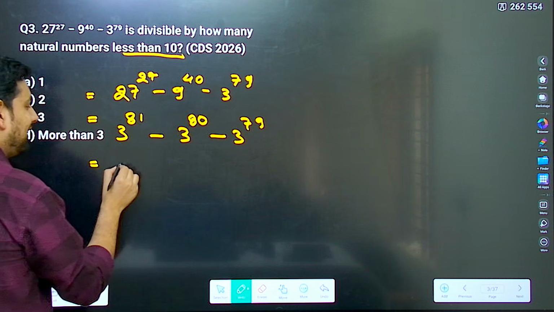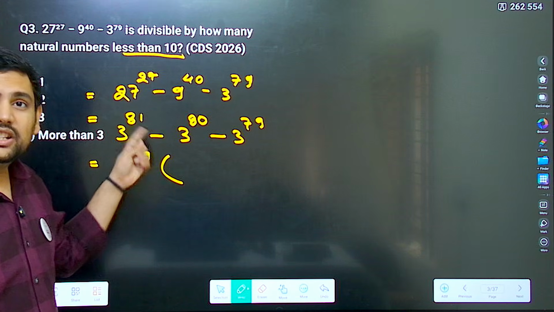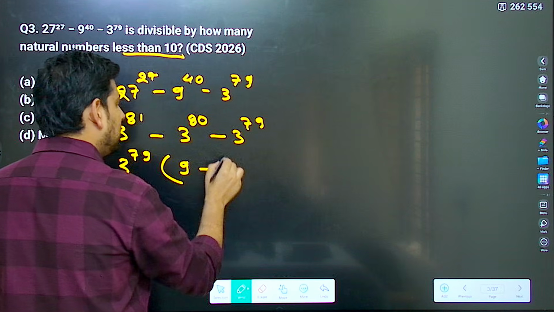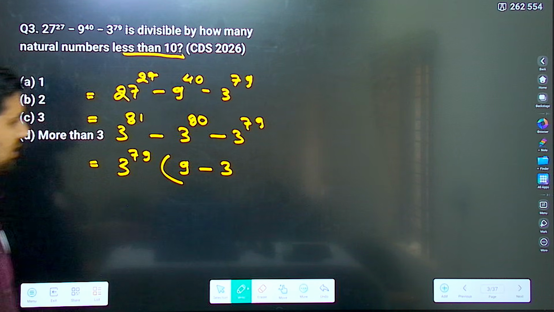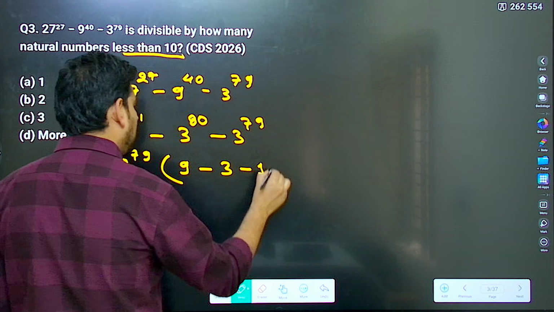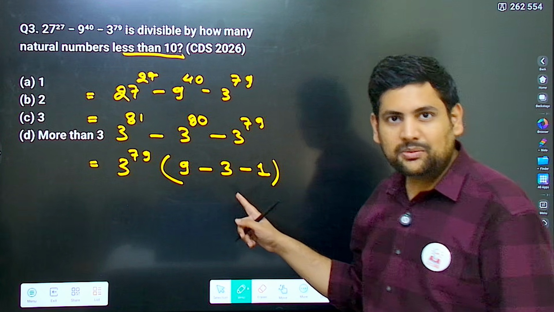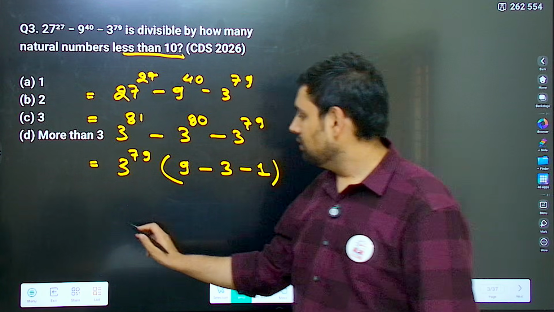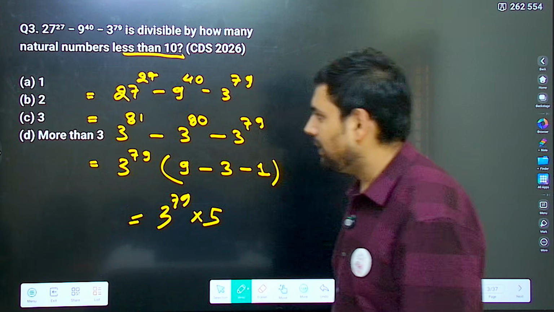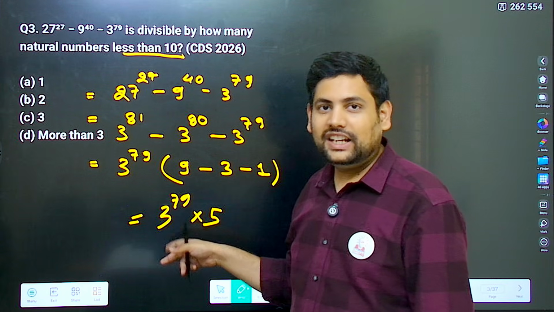Now what can you do? Now I think you can feel it. 3 power 79 you can take common. What remains here? 3 square, that is 9, minus. This is 3 power 80 divided by 3 power 79, this is 3. Correct? Only 1 is remaining. Now here nothing is remaining, so 1 I have put. So 9 minus 3 is 6, 6 minus 1 is 5. So this actually becomes 3 power 79 into 5.